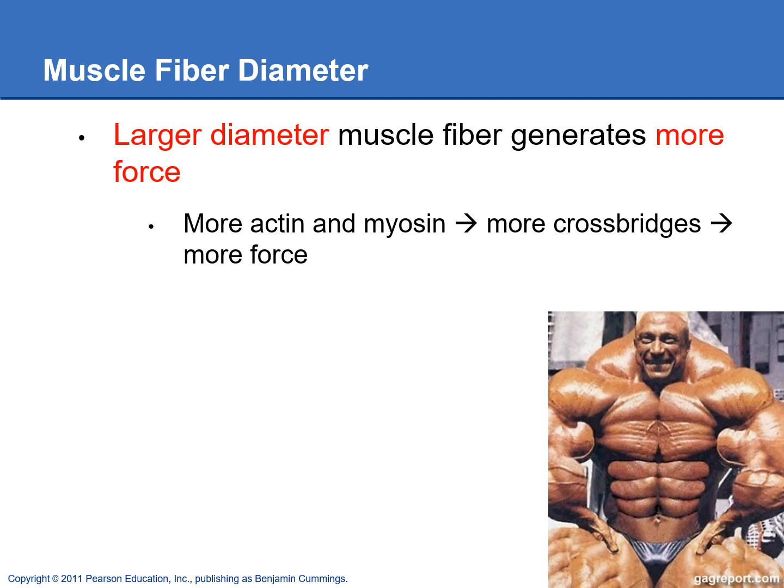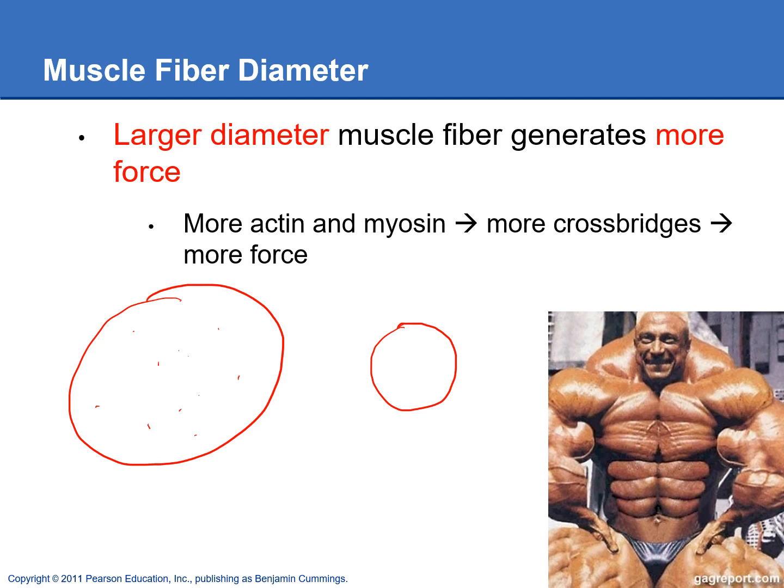So let's say that we're looking at a muscle cell here in cross section, and we've got two muscle cells, and one's a larger diameter than the other one. In the larger diameter one, you can pack in a lot more actin and myosin. Okay, and you're going to be able to generate a lot more force than if you had a much smaller diameter muscle fiber. You don't have as much actin and myosin.